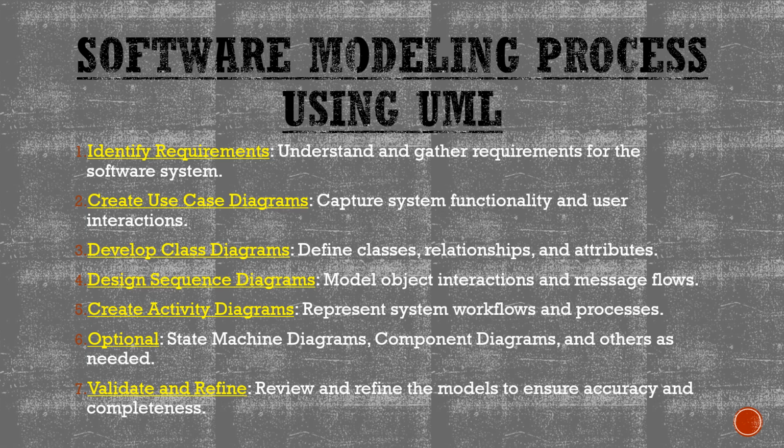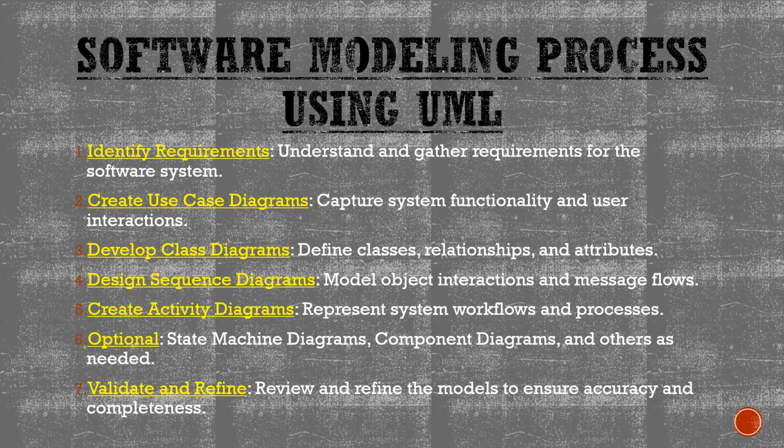Now moving on to the last topic, the software modeling process using UML. UML has been proven to be a major boon in the software modeling process. The first step of a software modeling process is always understanding and gathering all the requirements. It is in this process that it is made sure that all the requirements are gathered in a systematic way and there is no ambiguity left between the developer and the customer.